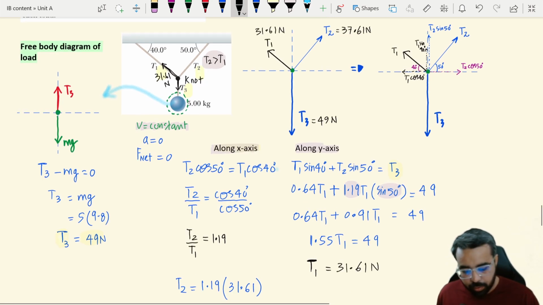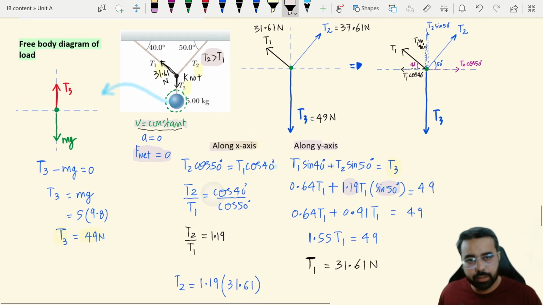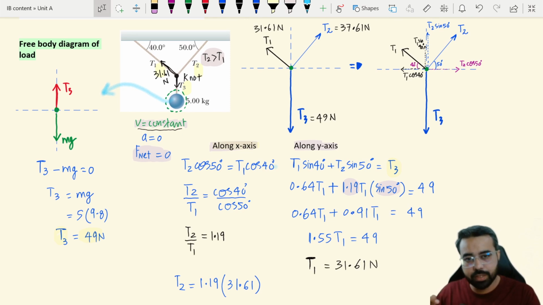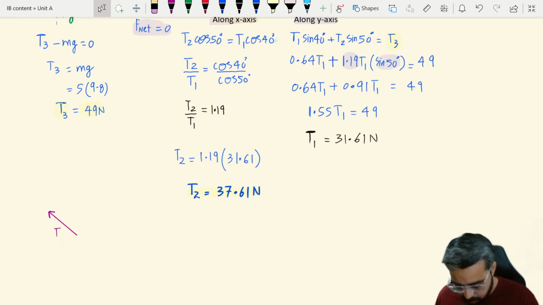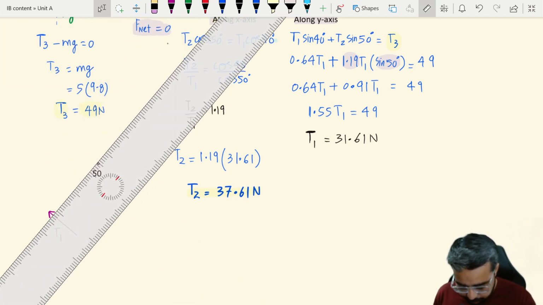So you remember I told you that as it is moving with a constant velocity, that's why we are saying this is in equilibrium. And you can also indirectly prove it if you add these three vectors by the head to tail rule. You will see they end up making a closed polygon. Let me show you that very quickly. This was tension T1 and tension T2 was at an angle of 50 degrees.